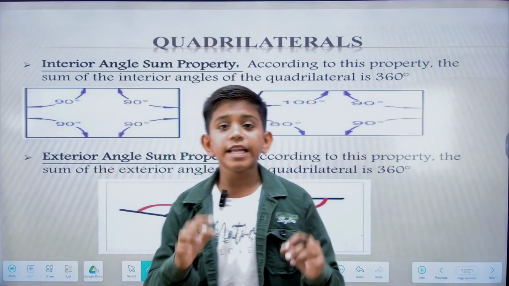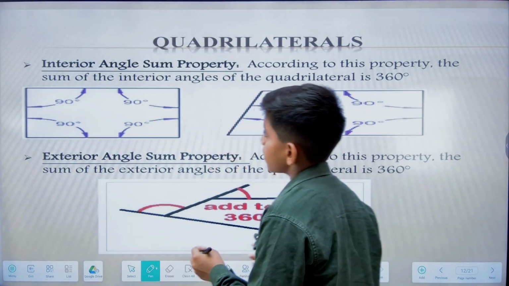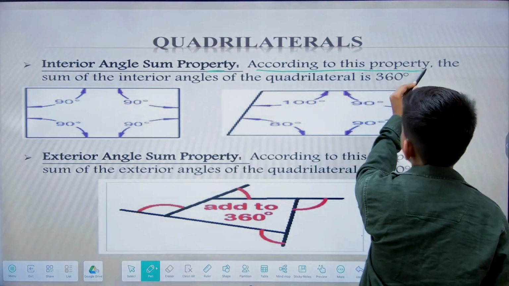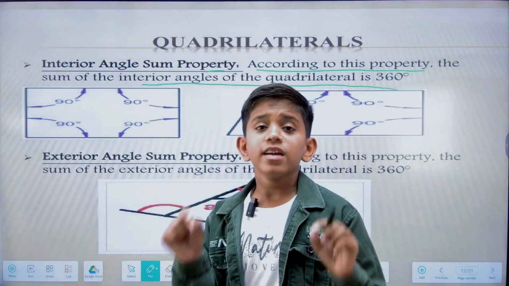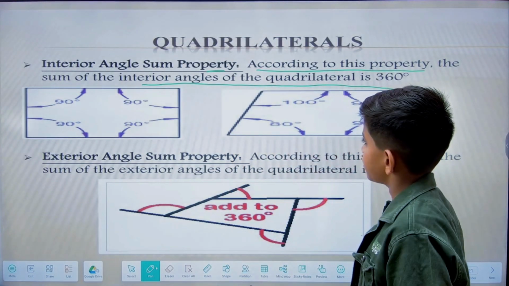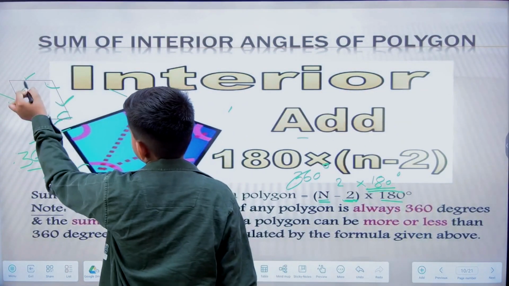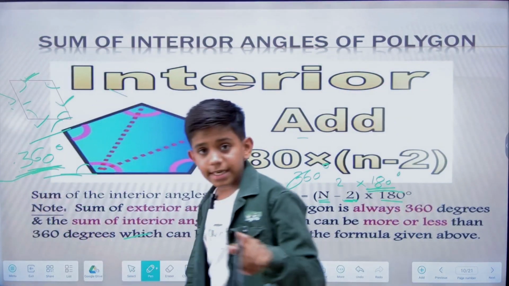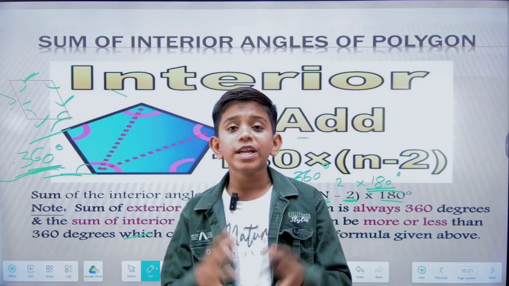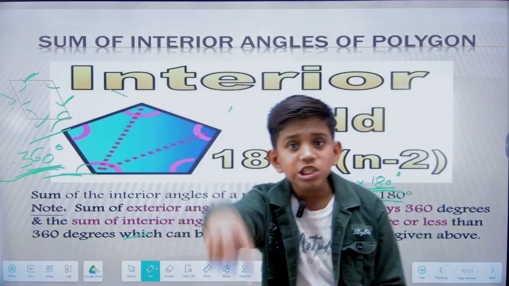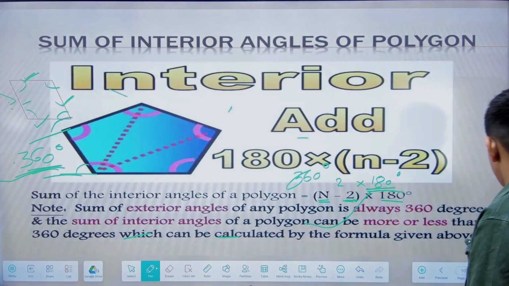Quadrilaterals. Now we will see the interior sum property and the exterior sum property. Interior angle sum property: according to this property, the sum of interior angles of a quadrilateral is 360. If we take any quadrilateral, as we took the rhombus, it also has 4 sides. So what answer did we get? 360 degrees. Yes. So here we can say that the sum of the interior angles of a quadrilateral is 360 degrees. Also, the sum of the exterior angles of a quadrilateral is also 360, as we saw here.